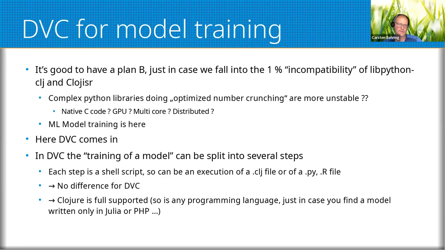Overall, as it was presented in DVC, the whole training of a model can be split into several steps. Each step is a shell script, as we see. So execution of a Clojure file or of a Python file or an R file, there's no difference for DVC. That means that Clojure is fully supported by DVC, as is any other programming language, because it is programming language neutral. So that is a very big advantage.